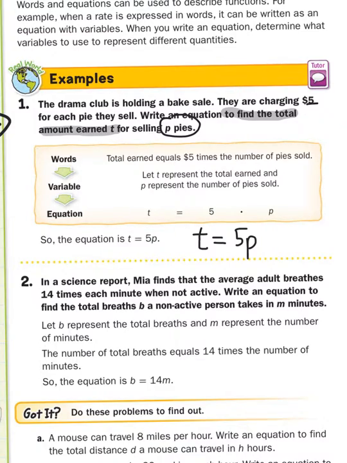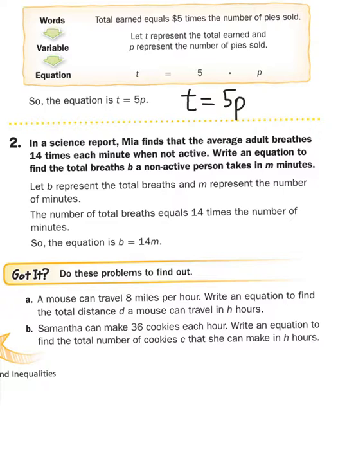In example 2, you'll see a similar but different situation. It says, in a science report, Mia finds that the average adult breathes 14 times each minute when not active. Write an equation to find the total breaths B a non-active person makes in m minutes. So, notice what I highlighted there. It tells me what I'm going to find, breaths B. That's how I'm going to start my equation, with B equals. Now, a person breathes 14 times each minute, and m is the number of minutes, so you would multiply 14 times m. So my equation is B equals 14m.